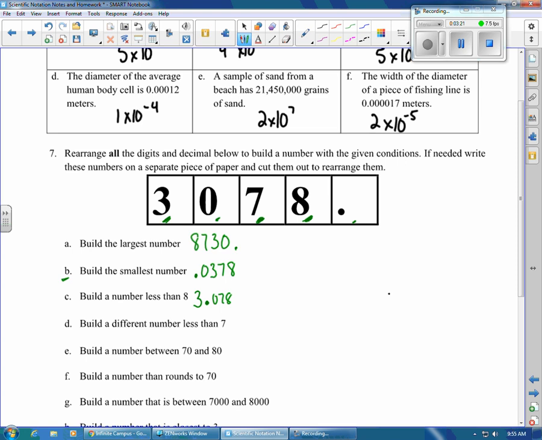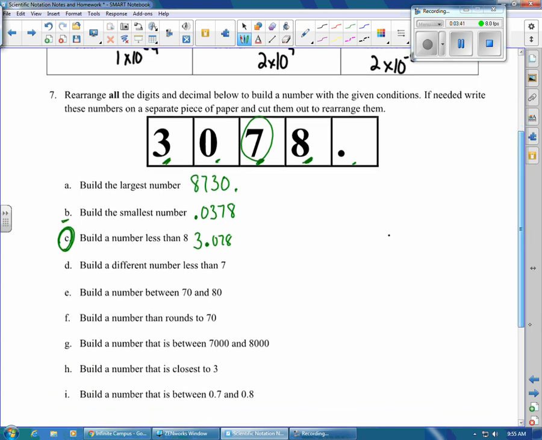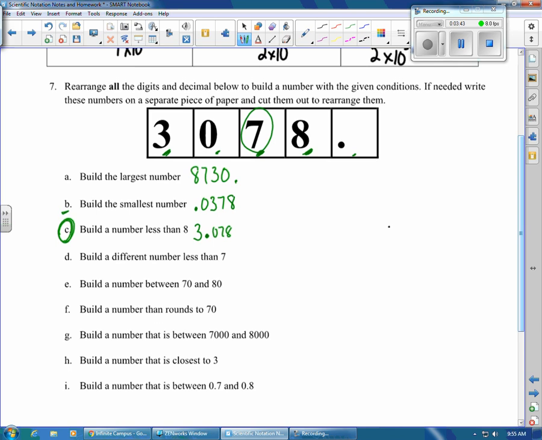The other option I have is starting with the 7. I could put 7.308 or 7 point whatever. That's going to be less than 8. So just so you know, there's lots of different answers that can be true for C. Same thing with D, E, F, G. The number that's closest to 3, there's going to be one answer for, but there's going to be many different answers for I.